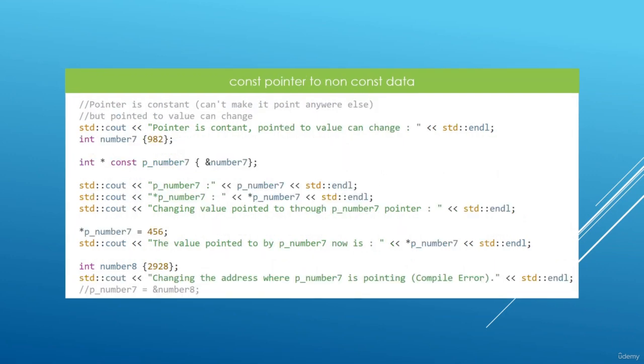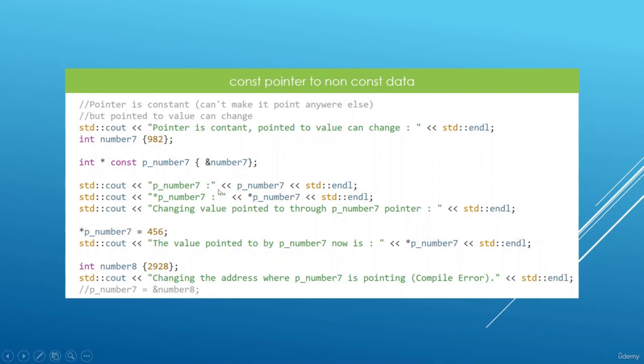The last thing I'm going to show you is that we can also have a const pointer to non-const data. And what this means is that we can't make the pointer point somewhere else, but we can go through the pointer and change the data that we are pointing to. And here is a simple example of that. We have a variable called number 7. It is an integer. And we have a const pointer to int variable called p number 7. Notice that the const appears to the right of this star symbol. So this says that this is a const pointer to int. We assign it the address of number 7.